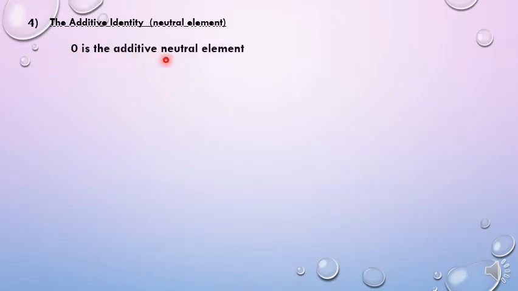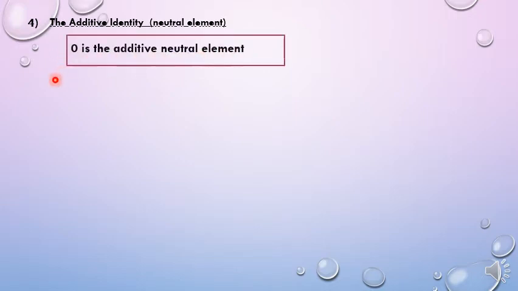Property number 4 is the additive identity or neutral element. 0 is the additive neutral element. For example, 4 plus 0 equals 4, and negative 4 plus 0 equals negative 4. When we add 0 to any number, the answer will be the number itself.